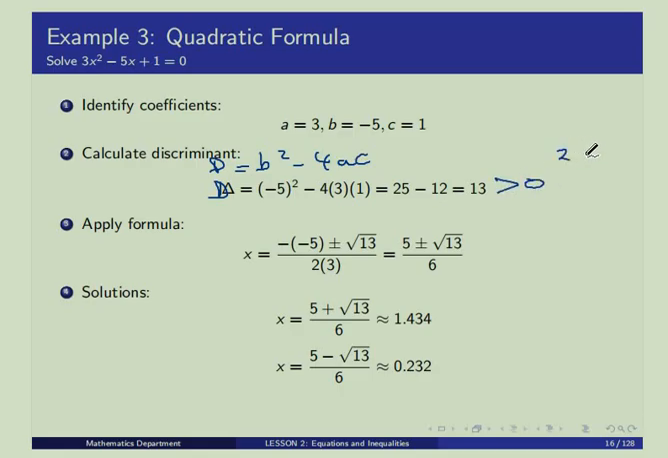So we have got two unique solutions, or roots. In this case, we expect to have two solutions, and then you can apply your quadratic formula. You substitute the discriminant you already have. So this will give you x is equal to 5 plus root 13 over 6, or x is equal to 5 minus root 13 over 6. Remember, the square root of something is plus or minus, so that's how you get the two solutions.